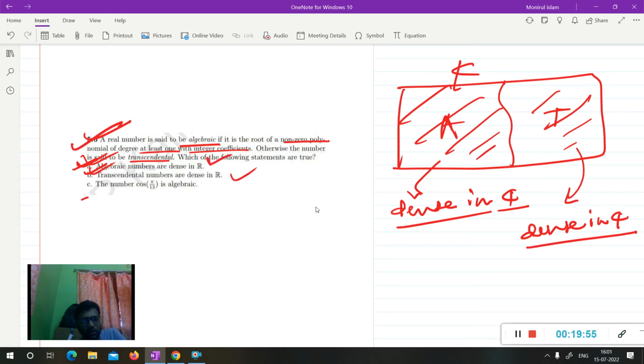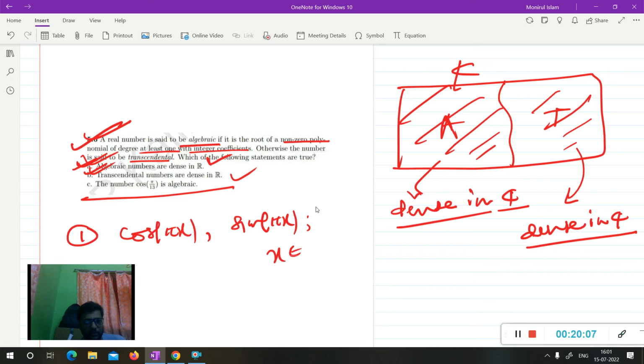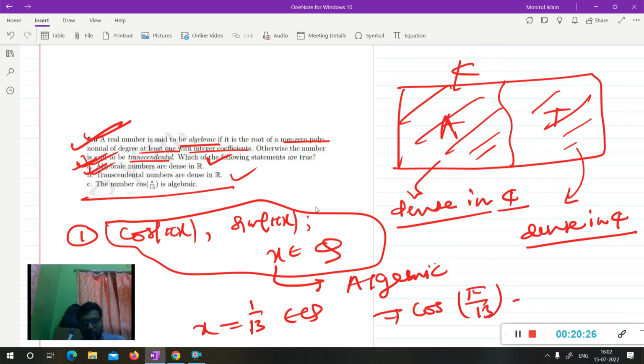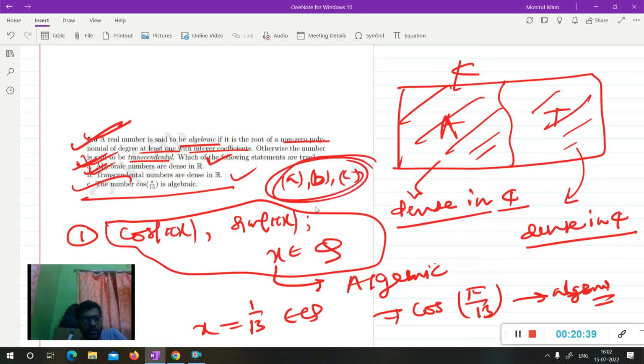Now option C. Suppose these are algebraic numbers. If you check it, you know that cos pi x and sin pi x are both algebraic when x is a rational number. So here, if x equals 1/3, it is a rational number, so it gives cos pi by 3. So this is obviously an algebraic number. So option C is correct also. So in this question, options A, B, C are all correct. So all options are correct, A, B, C.